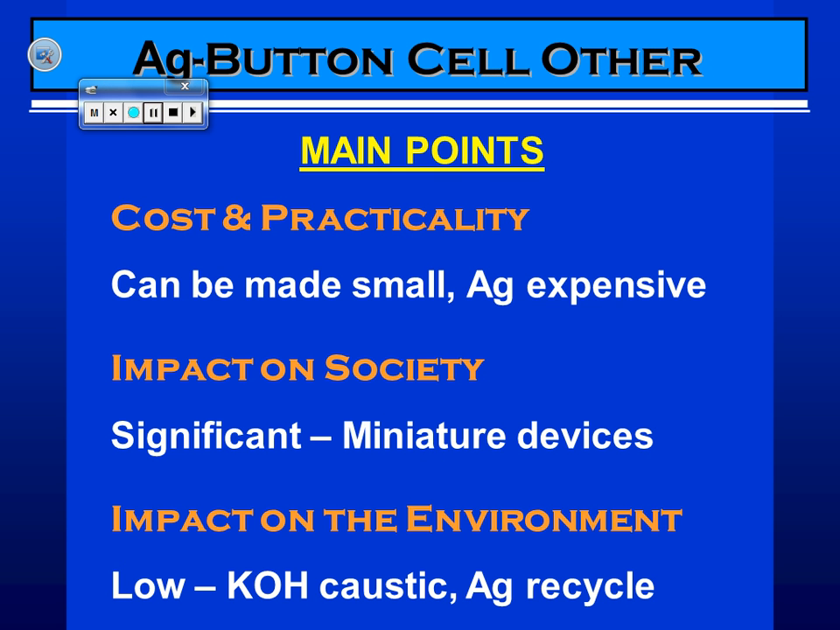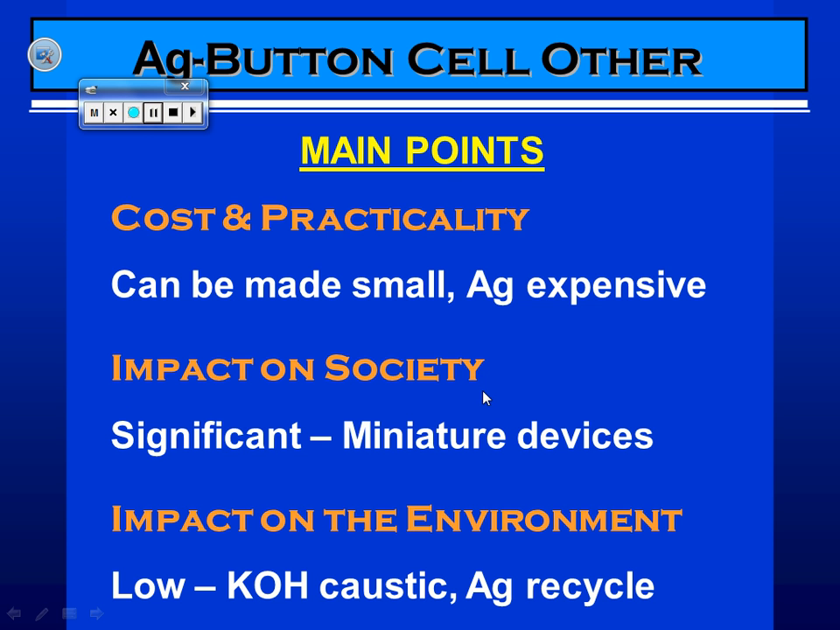Looking at the other aspects of the cell, we're looking at cost and practicality, impact on society, and impact on the environment. First of all, cost. We said before the silver was expensive, which makes the cell relatively expensive. They're still not astronomically expensive, but comparatively they can be expensive. And one of the big features of the cell is they can be made quite small. They can be used for miniature electronics, so that's a practicality issue. They can be used for quite small electronic devices.